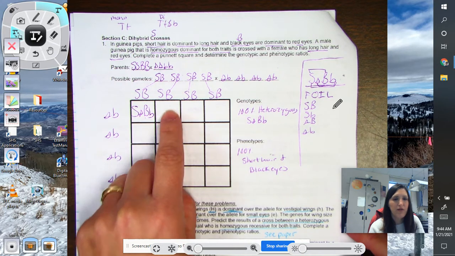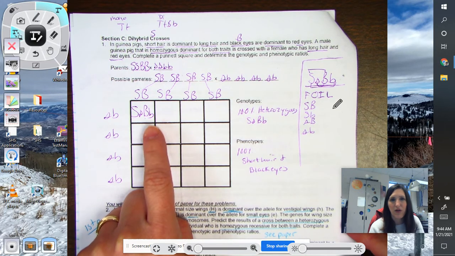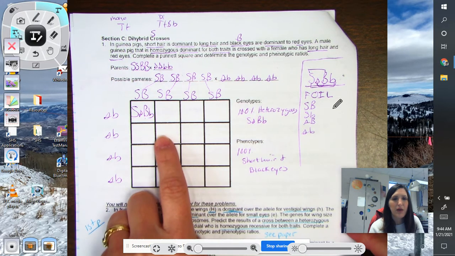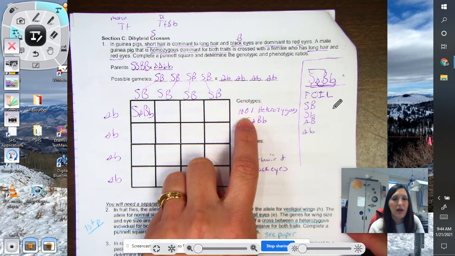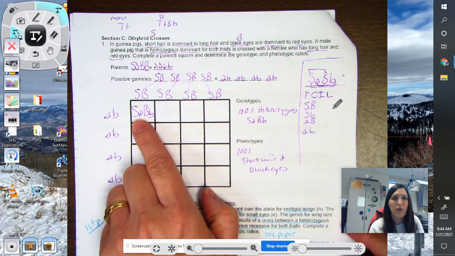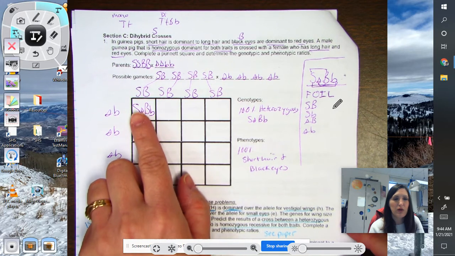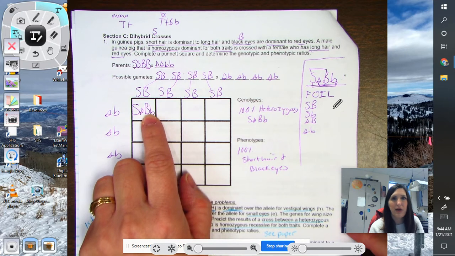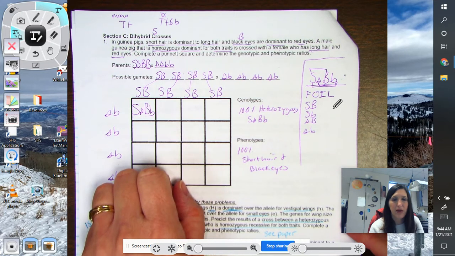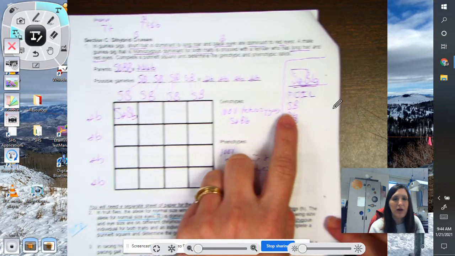Okay. Now, I could fill out this whole thing, but it is all the same answer. This one's not a very interesting question, but maybe it's easy, so that's great. All right. This one is 100% heterozygous for both traits, and the phenotype will be 100% short, because everybody got a capital S, and black eyes, because everybody got a capital B.